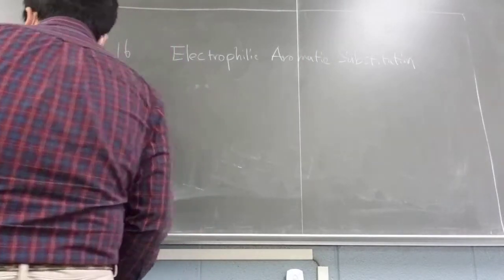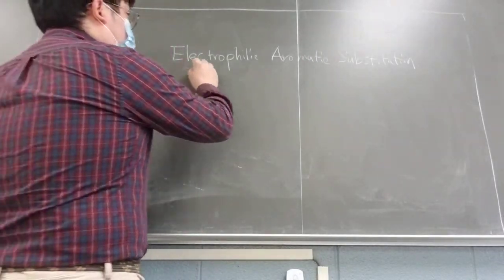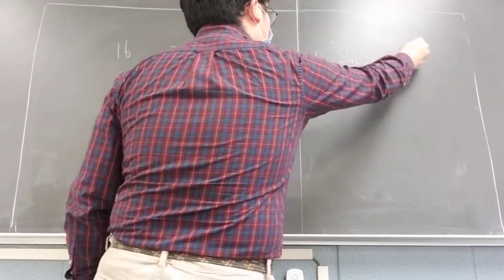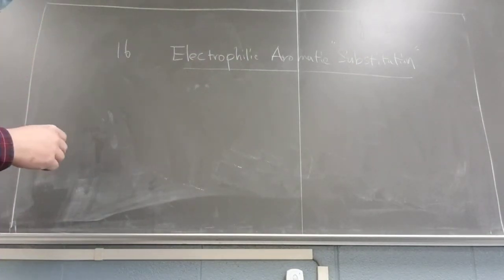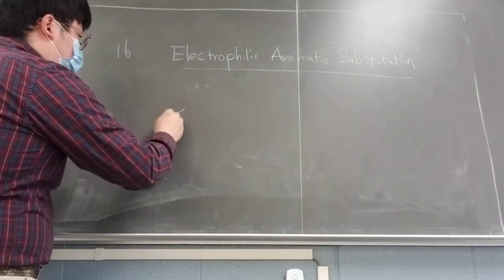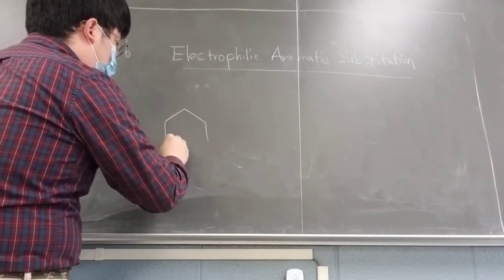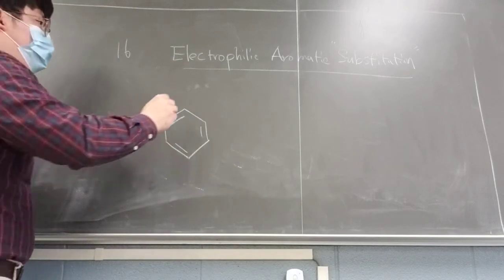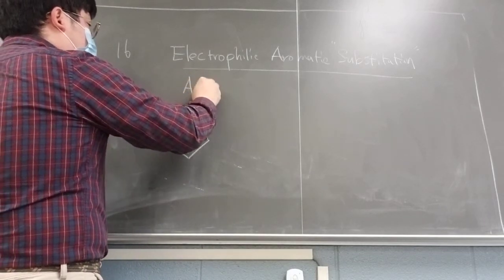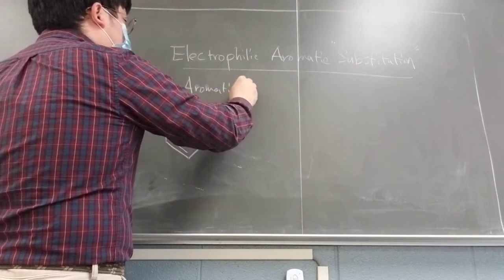This one is kind of special, and we also need this substitution. We're going to talk about why it has to be substitution here. So when we think about halogenation, aromatic halogenation, maybe you want to do aromatic bromination.